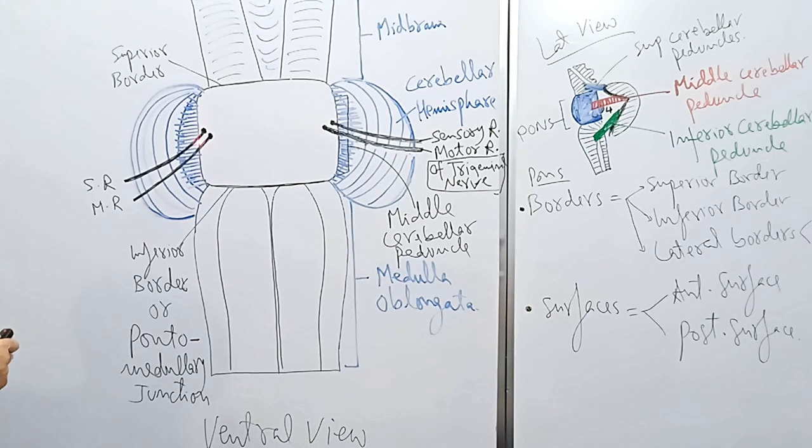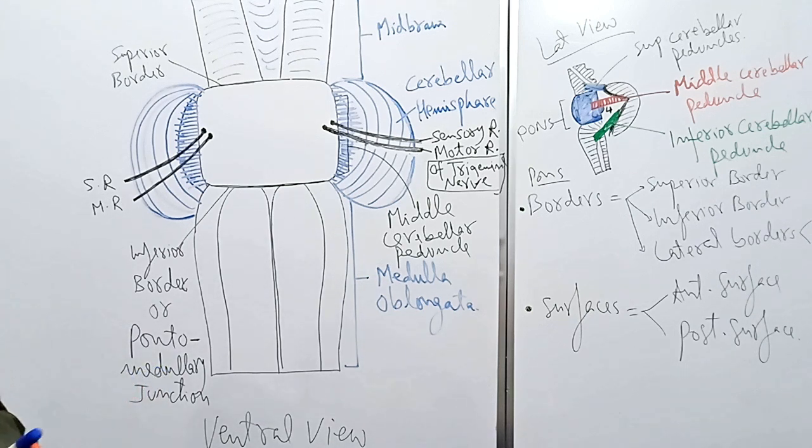So how will you identify the lateral border of the pons? Just lateral to the origin of the sensory root and motor root of the trigeminal nerve will be the lateral part of the pons. That is, it is the junction between the middle cerebellar peduncle and the anterior surface of the pons. So these were the borders: superior border, inferior border, right lateral border, left lateral border. Right and left lateral borders are at the junction between the pons and the middle cerebellar peduncle on each side. The superior border is the junction between the pons and the midbrain above, and the inferior border is between the pons and the medulla oblongata below.